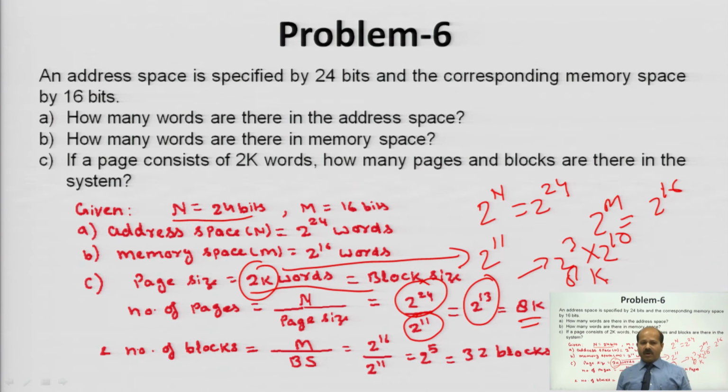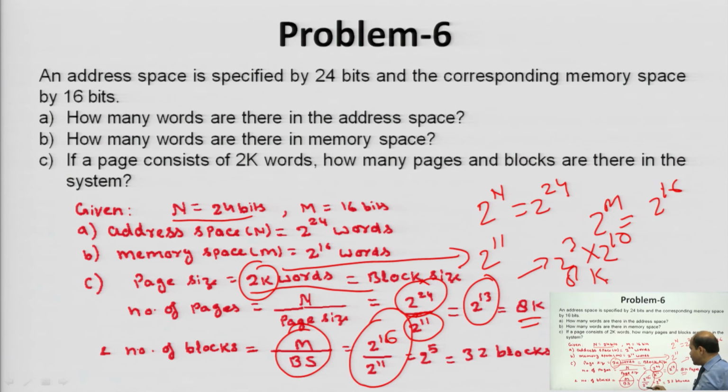Similarly, you can calculate the number of blocks using this formula: memory space divided by block size. Memory space is 2 to the power 16, this was wrongly written. We have already calculated memory space as 2 to the power 16, and one block size equals 2 to the power 11, because 2k words is the size of a block. So 2 to the power 16 divided by 2 to the power 11 will come as 2 to the power 5. That means 32 blocks are there in the memory space.